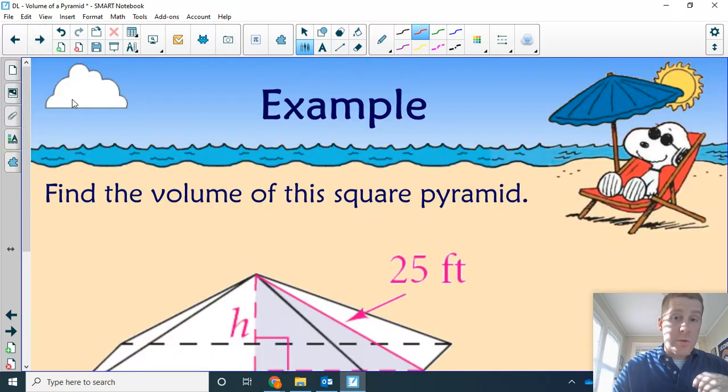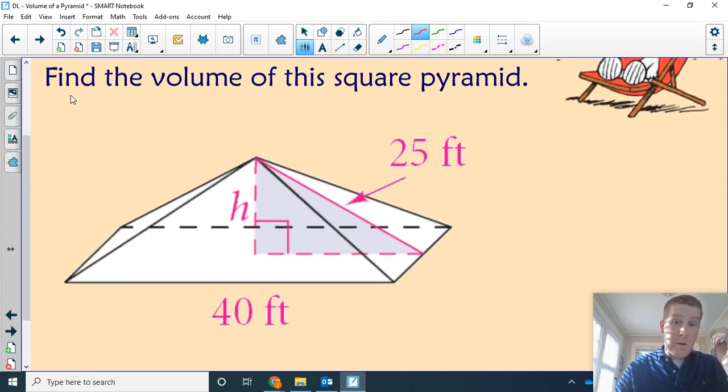So let's do a couple examples. So here's our first one. Okay, I want to find the volume of the square pyramid. So I'm looking at this. All right, I see it's a square pyramid. So if this side here is 40, I know every other side would also have to be 40 feet. And it's 25. Well, is that 25 the height of our pyramid? Nope, it is not. That is the slant height.